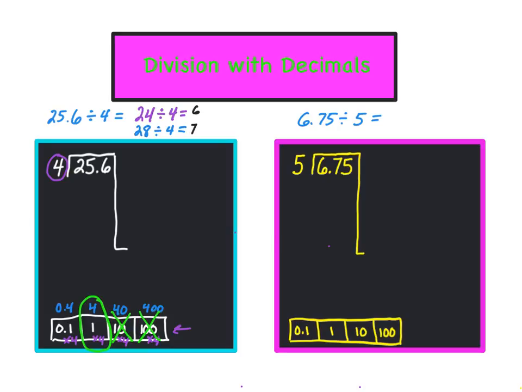Okay, so now it's time to divide. So what we need to do is we need to just pretend that that decimal isn't there. So we cross it out. Now we just divide as normal. Does 4 go into 2? No. Does 4 go into 25? Yes, it does. It goes in 6 times, so that would be 24.